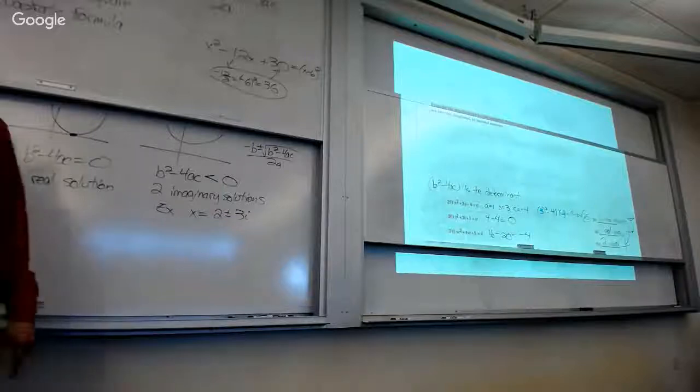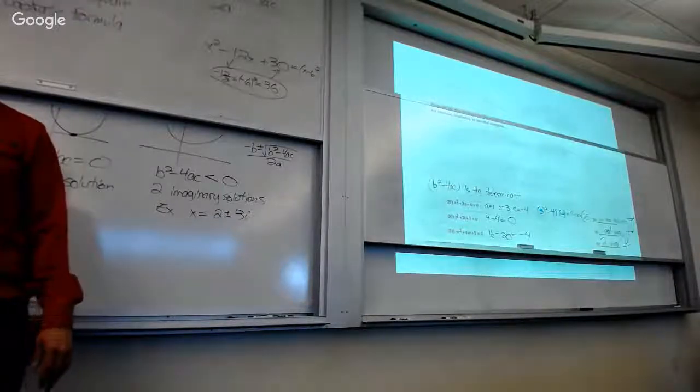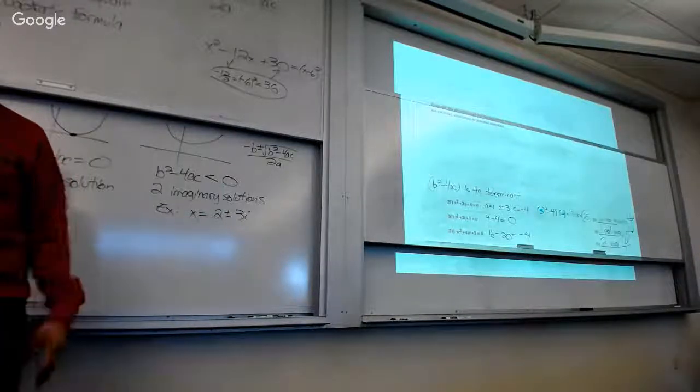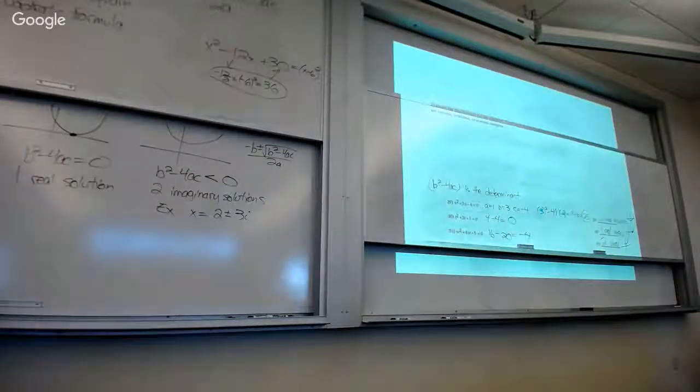Because if you just tell someone, yeah, there's 2 imaginary solutions, they might look at you and be like, what? So what does that mean? I don't know what that means, 2 imaginary solutions. And then you say, the parabola is floating above the x-axis. And they're like, oh, okay, the parabola is floating above the x-axis. I get you.